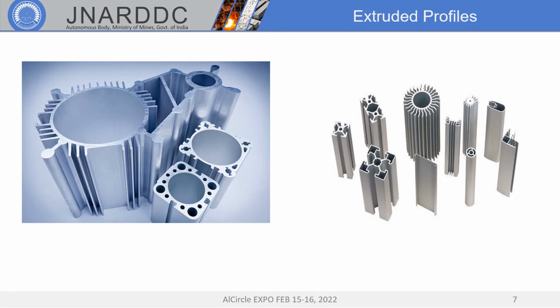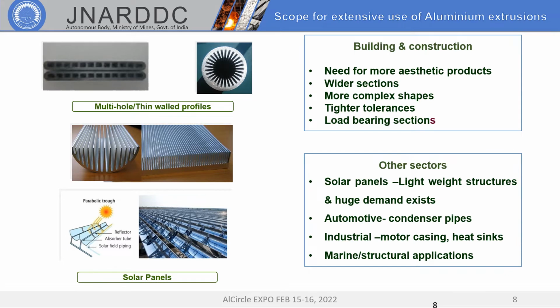In this diagram, we can observe various complex shapes can be realized by aluminum extrusion process. We can observe fins with high heat dissipation characteristics can be produced. Also, complex shape production is possible by using an appropriate aluminum alloy. There is a scope for extensive use of aluminum extrusions in various fields.